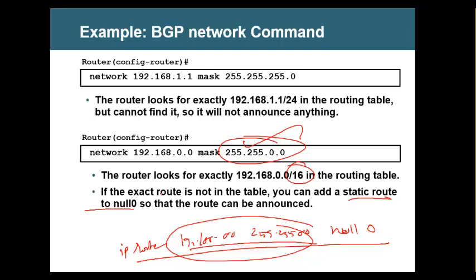Otherwise, it's not possible. 192.168, how can it be /16? Unless you do something like manual summarization or a static route pointing towards null 0. Something has to be done by us so that /16 will be there in the routing table for this network, so that BGP can boldly advertise it. No problem.